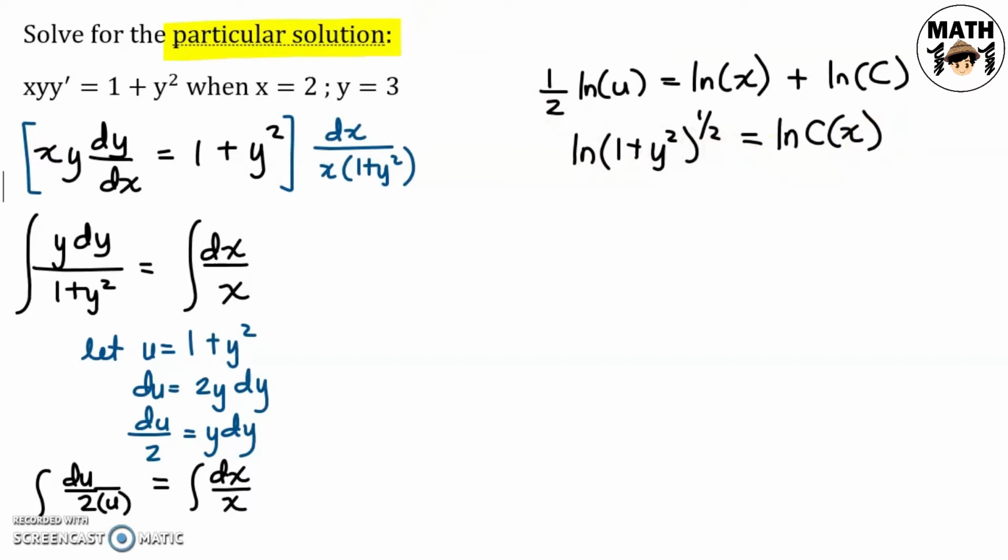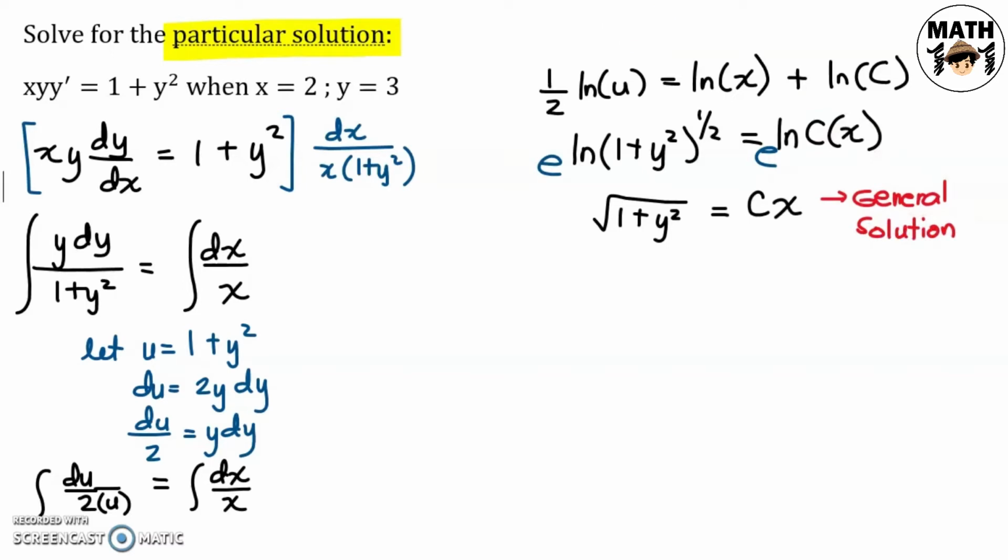So, para matanggal natin yung ln, let's raise the whole equation by e. 1 plus y squared raised to 1/2 is equal to square root of 1 plus y squared. That is equal to c multiplied by x. So, yung nakuha natin na yan, that is the general solution. To solve for the particular solution, substitute lang natin yung initial condition na x equals 2 and y is equal to 3.